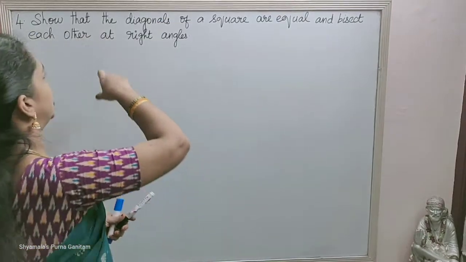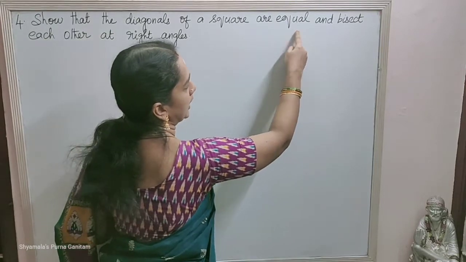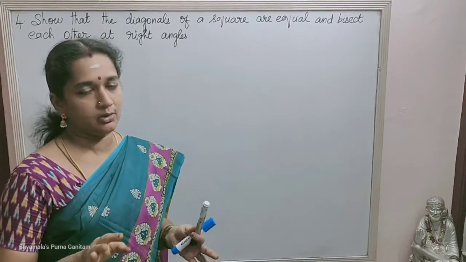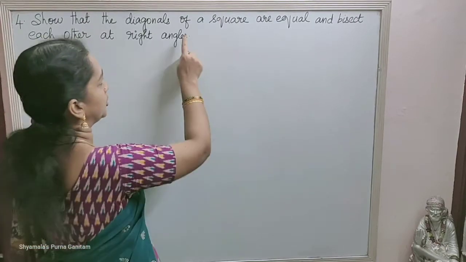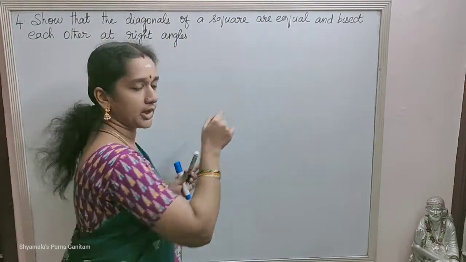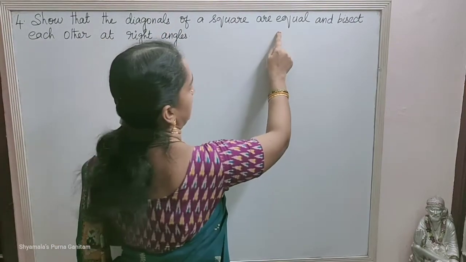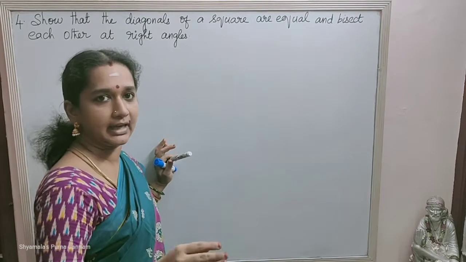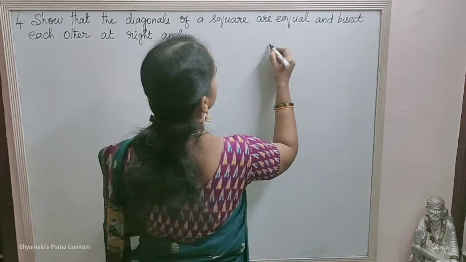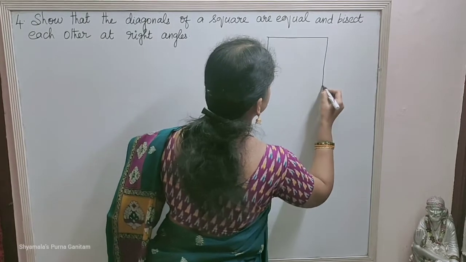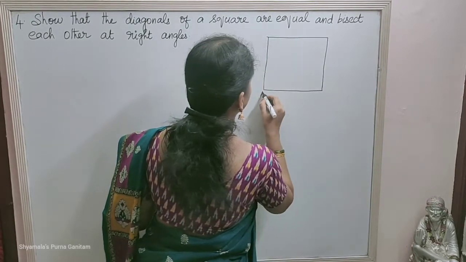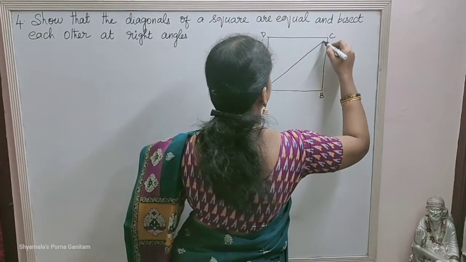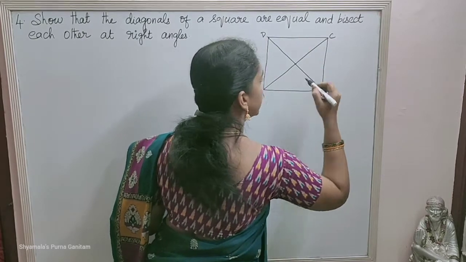The next sum is: show that the diagonals of a square are equal and bisect each other at right angles. It is given that it is a square, only that. Three things we are asked to prove: the diagonals of a square are equal, they bisect each other, and they bisect each other at right angles. So it is given that ABCD is a square. We have to prove that AC is equal to BD.